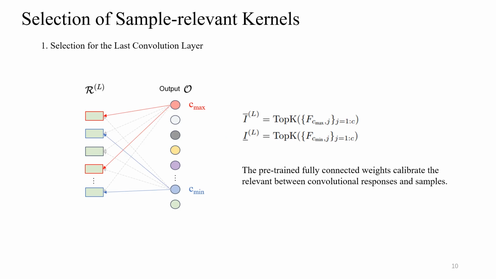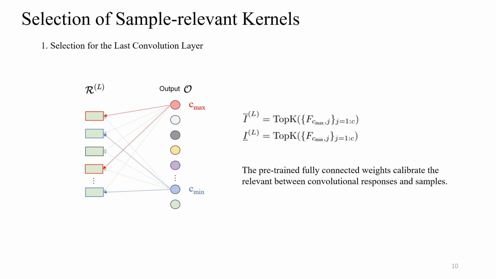A few kernels are critical for making predictions on a given input. Signals from these sample-relevant kernels are often more reliable for early detection. Specifically, starting from the final layer, the fully connected layer, the kernels that lead to extreme predictions such as Cmax and Cmin often have a stronger relevance or mismatching with the input.